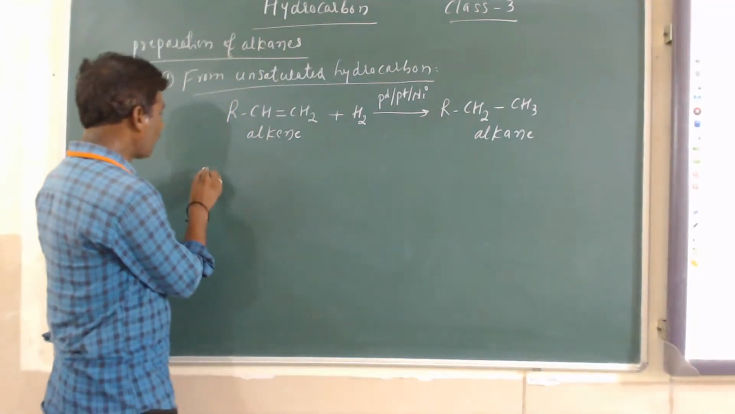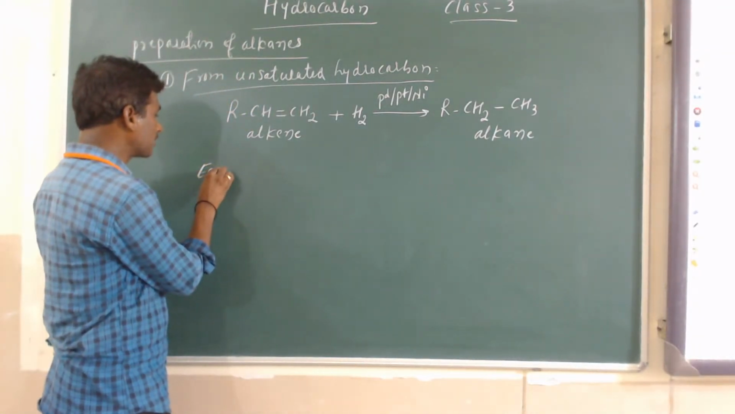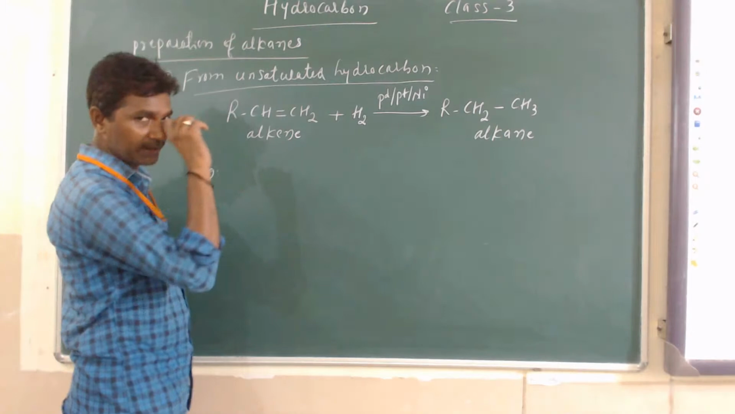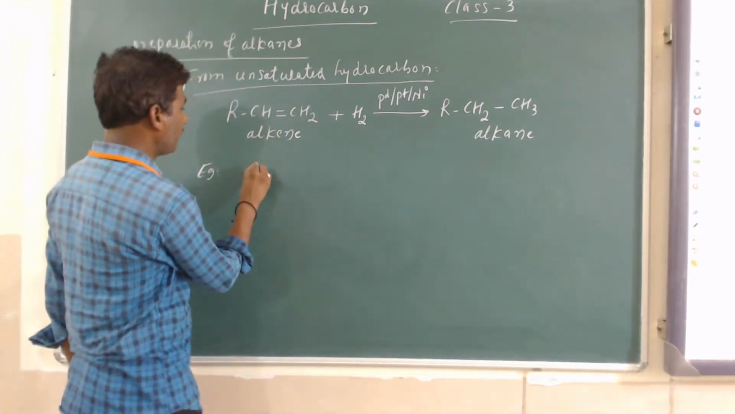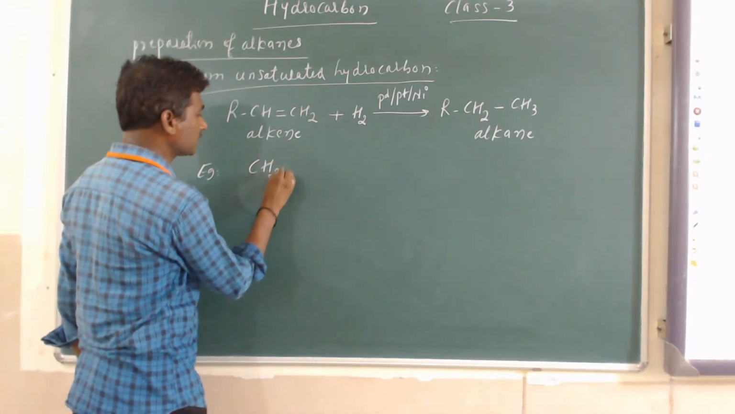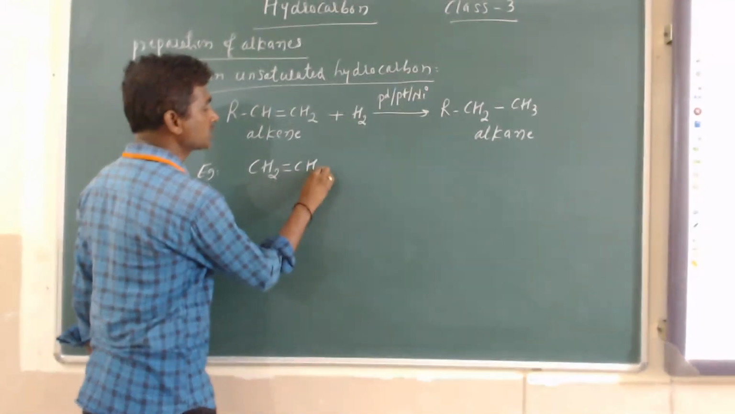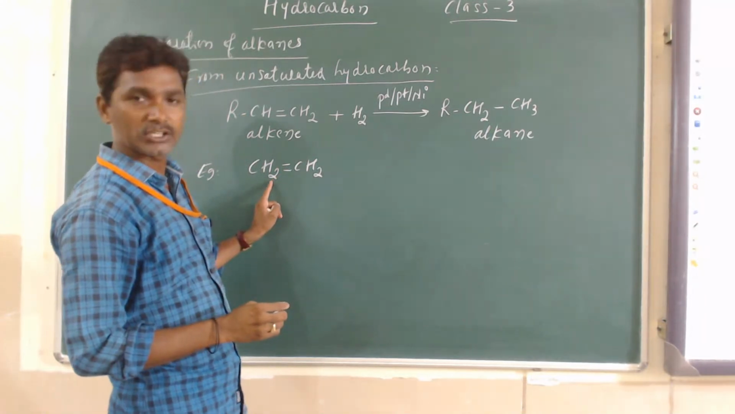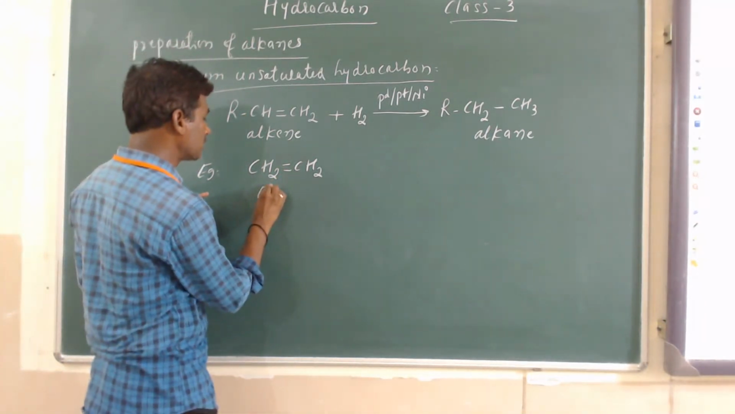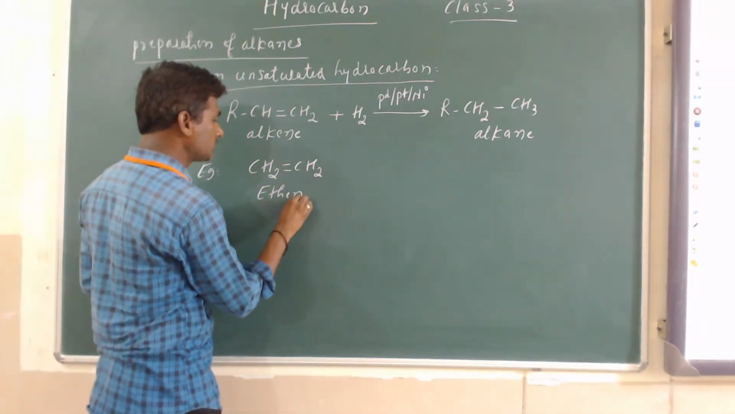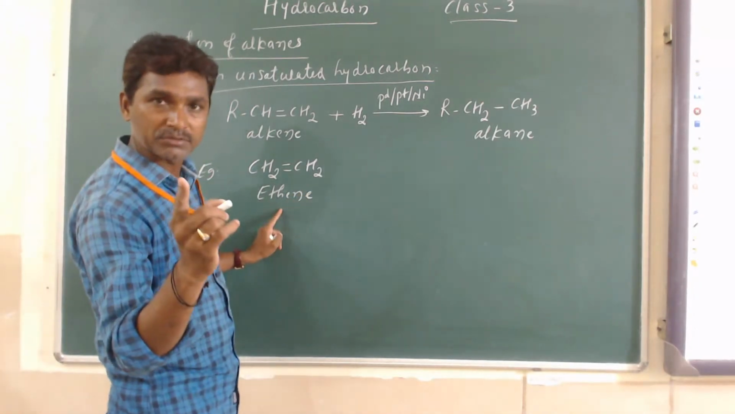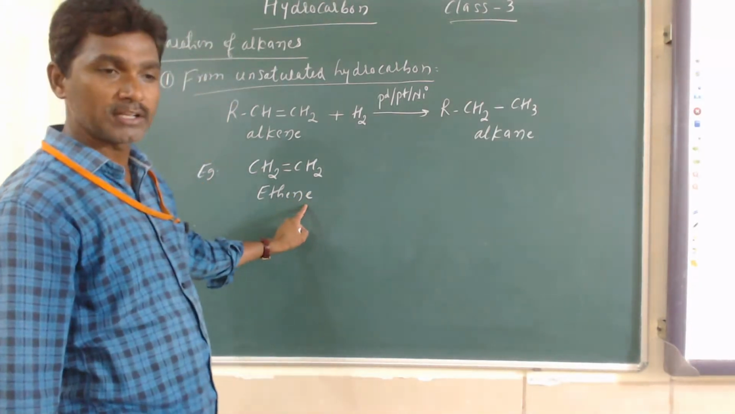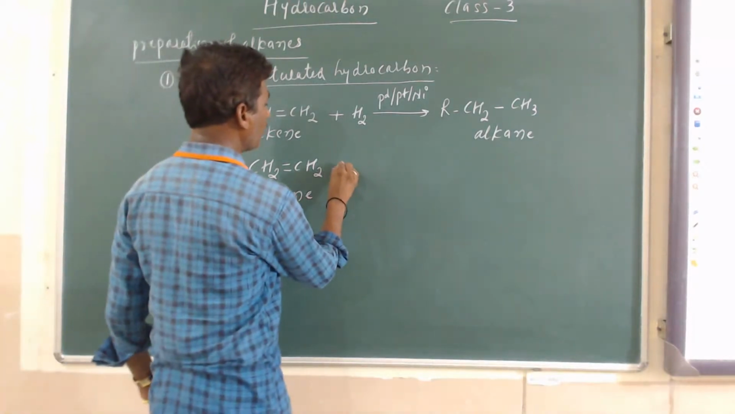Now here I can discuss an example. R I can take as H. When R is H, it is CH2=CH2. What is the name of this hydrocarbon? This is ethene. Two carbon atoms are there, and the double bond is called ene.